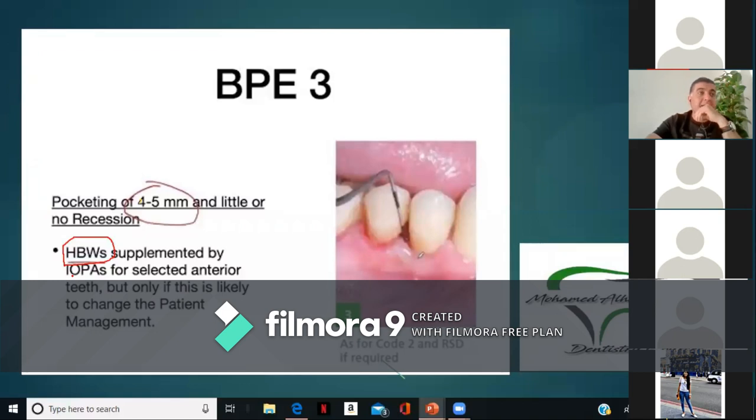Some people say horizontal bite wings are more than enough, because for a new patient, for example, we take horizontal bite wings when we see the patient for the first time. If you see that the horizontal bite wings you took to assess caries or decay are enough and show you the amount of bone loss, then that's it. You don't need to take more X-rays. It's not justifiable because you can see everything in the horizontal bite wings.